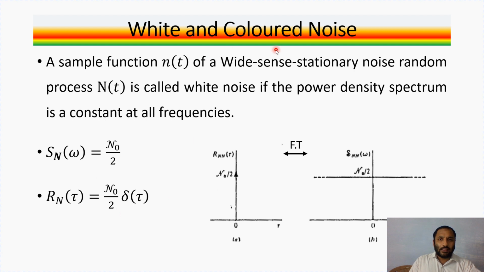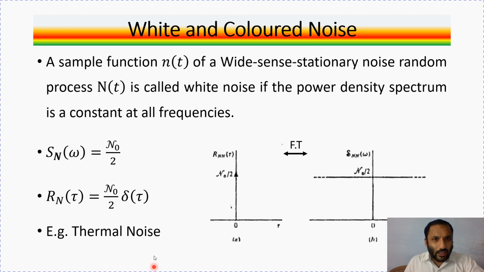Now, what does colored noise mean? Colored noise means this type of noise will have certain frequencies and it will not have certain frequencies. Hence, it is a colored noise. It is just the opposite of white noise. Therefore, a colored noise can be defined as something that is non-white.